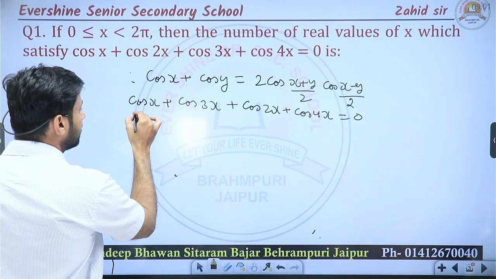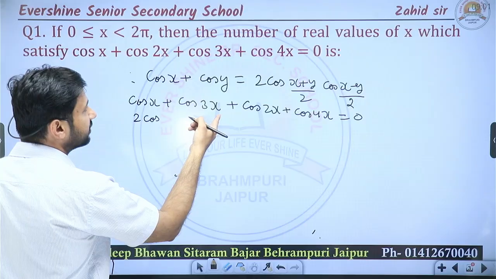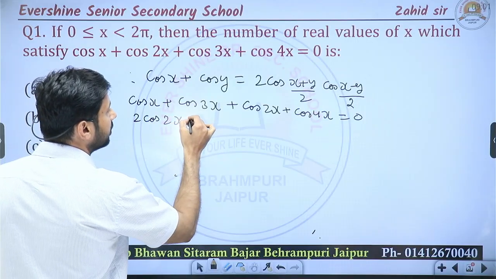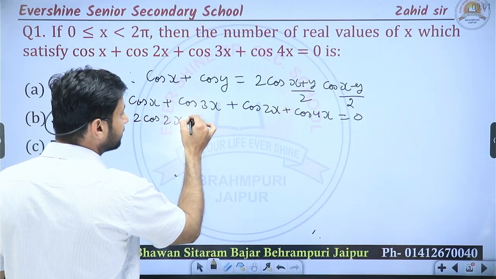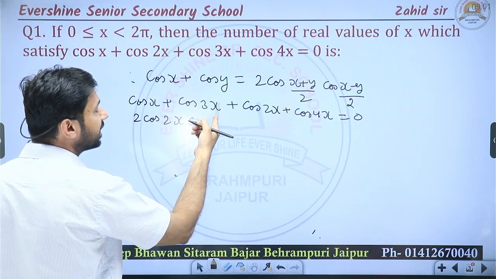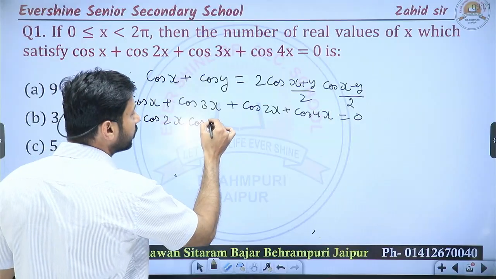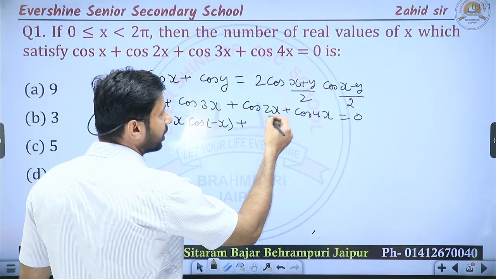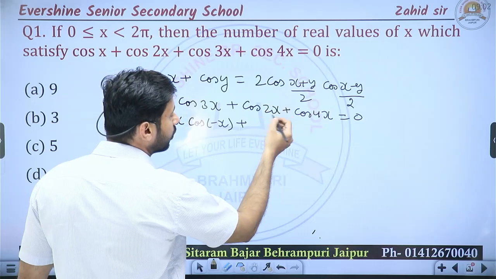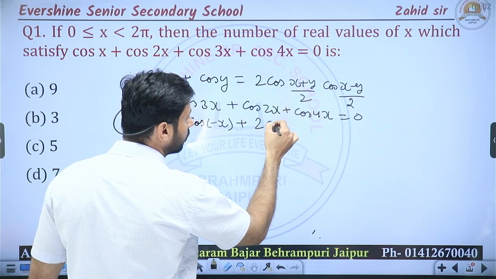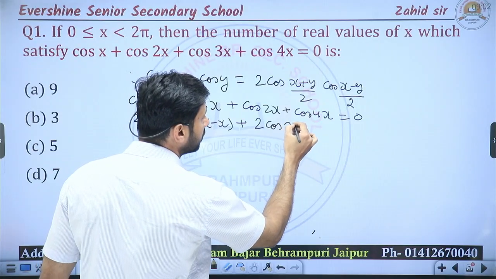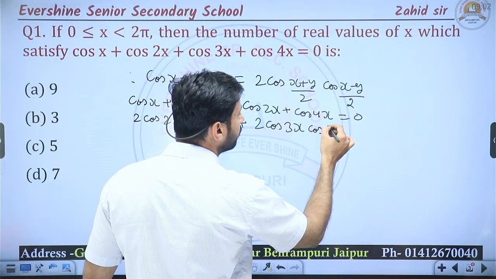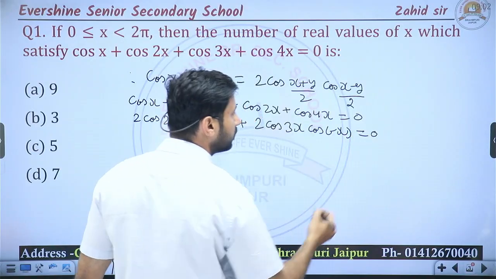Now apply the identity. It will be 2 cos (x plus y)/2. So 1 plus 3 will be 4, 4 by 2 will be 2x. Now next, cos (x minus y). So cos of (x minus 3x) will be minus 2x, minus 2x upon 2, cos of minus x. Now similarly the same identity I am going to use here. So 2 cos (2 plus 4)/2, 6 by 2, 3x, and cos (2 minus 4)/2, that will be minus 2 by 2, minus of x, equal to 0.